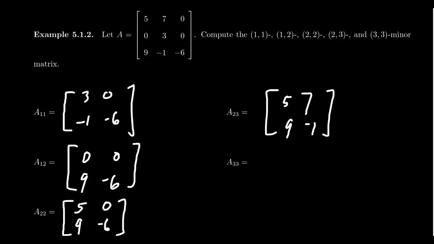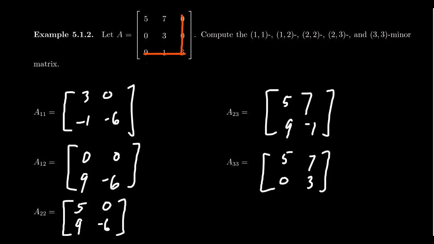And then finally, let's do the 3, 3 minor. This is achieved by taking away the third row, third column, which then leaves us with the matrix 5, 7, 0, 3. Pretty easy stuff right here, these minors. We just take away a row and a column and take away all the entries in those locations.